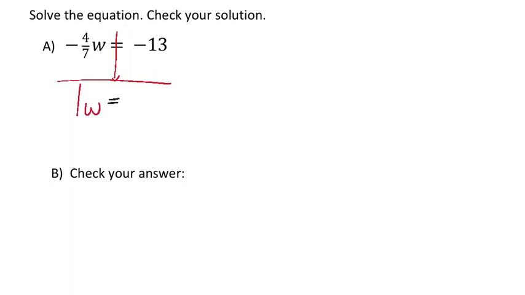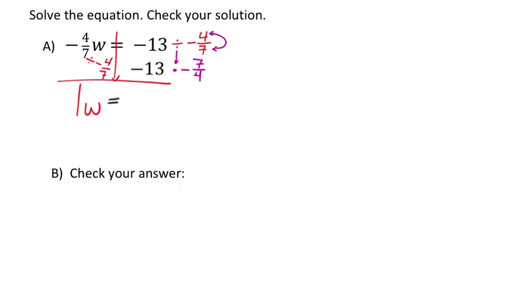So I will make it a 1W by dividing the negative 4/7 by itself. If I do it on one side, I've got to do the other side as well. That's the principle of equality for us. So negative 13 divided by negative 4/7. And again, we don't actually divide fractions like that. We only multiply them by reciprocating the second fraction. So now it's a negative 7/4.